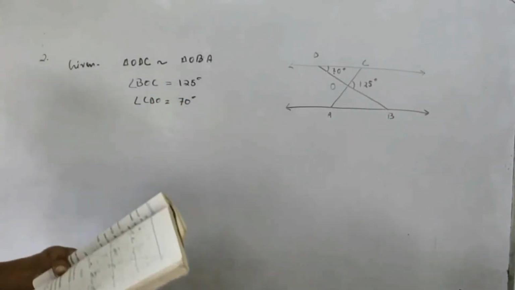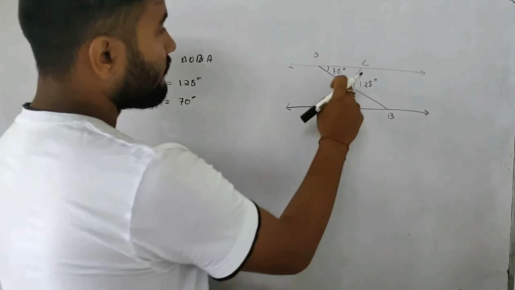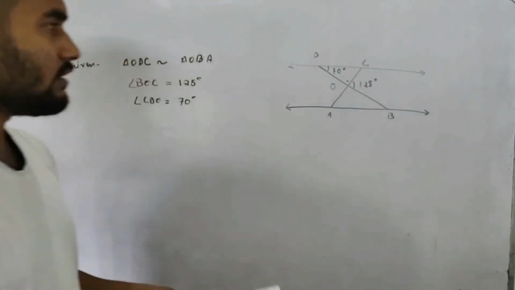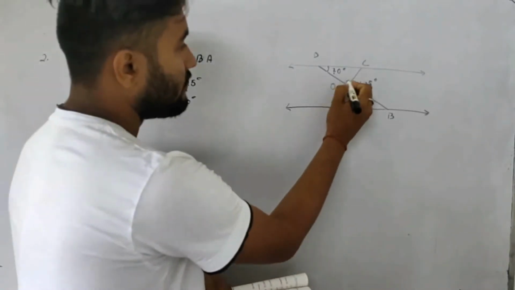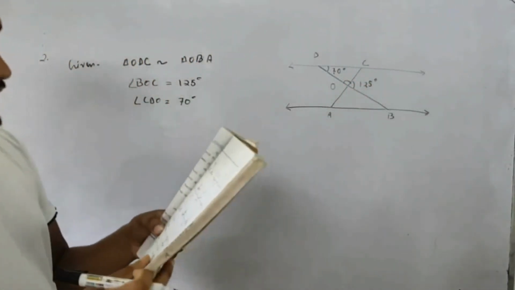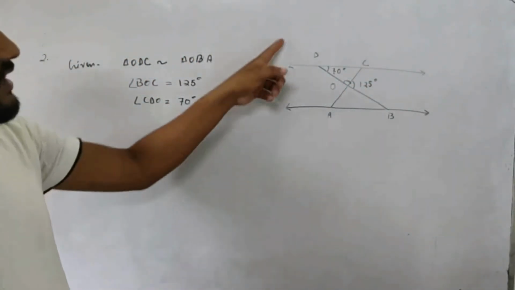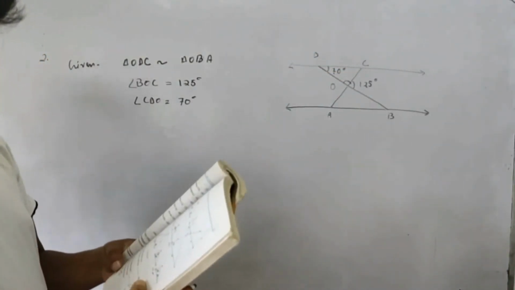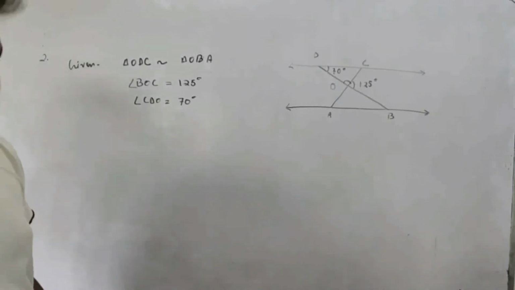Find angle DOC. Which one is DOC? This one is DOC. Okay, this angle we have to find. Then angle DCO. Which one is DCO? This angle we have to find. And then at last, which angle? OAB.